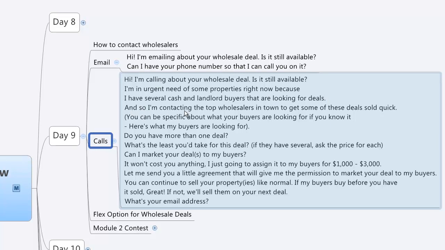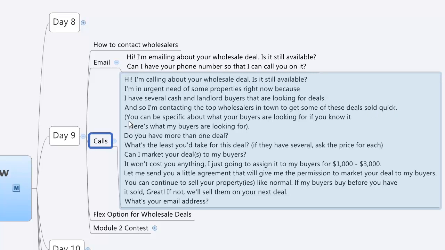"I'm contacting the top wholesalers in town." You're saying the top wholesalers here, so what you're doing is flattering them. It's like, "Oh wow, really? I'm one of the top wholesalers." It also lets them know that they are not the only person you're calling, that you're calling other people as well, and so they want to work with you. "I'm also contacting the top wholesalers in town to get some of these deals sold quick."